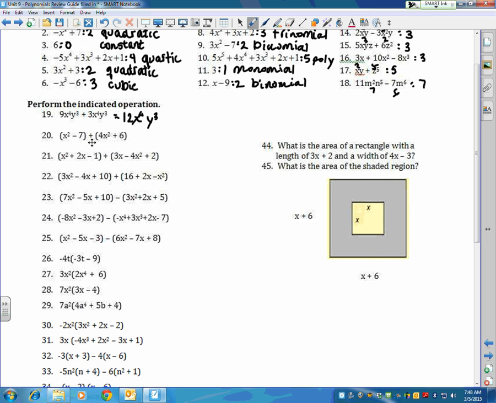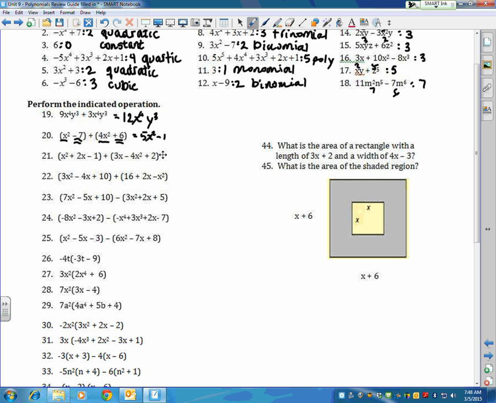On this one, you have two sets of parentheses and there is a plus sign between. So we're going to combine our like terms. x squared plus 4x squared is 5x squared. Then negative 7 plus 6 gives us negative 1. And that's your answer. We will do that for all the addition ones.